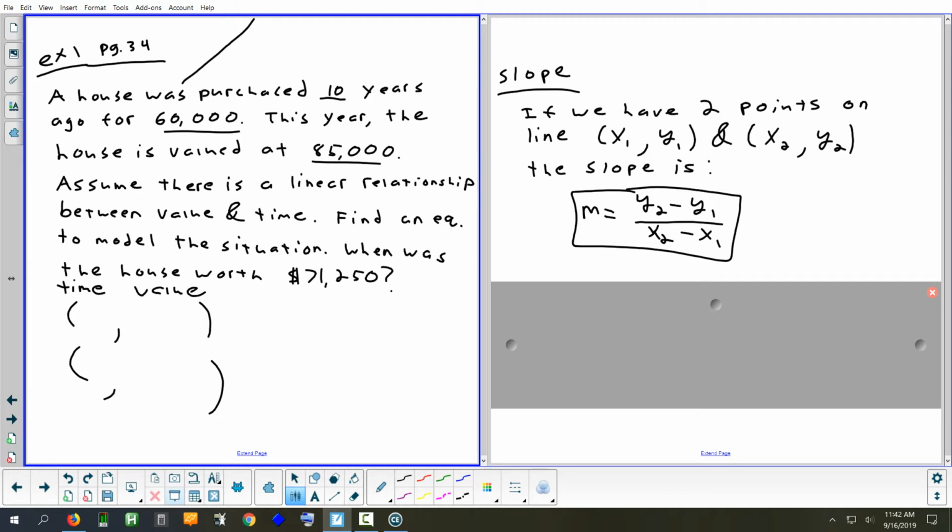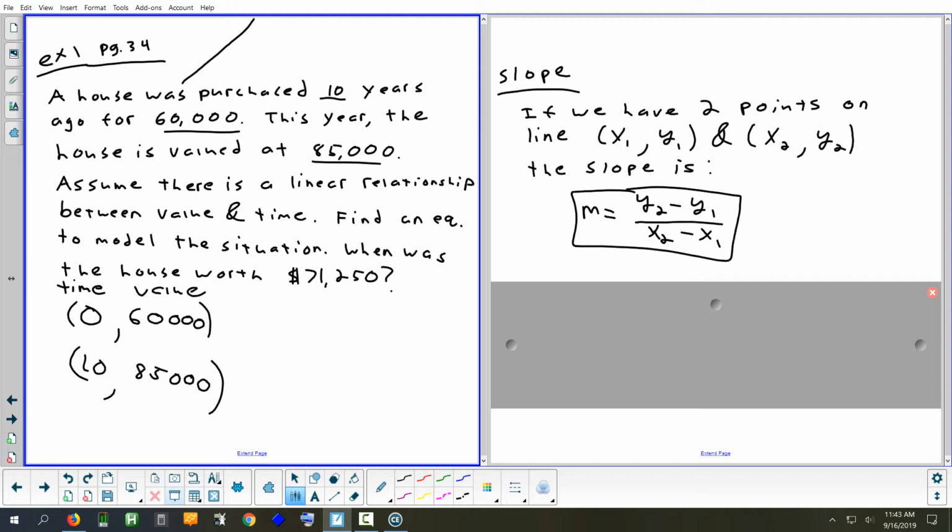So, when we first bought the house, at the very beginning, how much time had passed? You could think of that as the start. 0. No years had gone by yet. The day you bought the house, it was worth $60,000. And then, how many years go by in the problem? 10 years go by. And what's the value of the house after 10 years? $85,000. There you go. There's your coordinates.